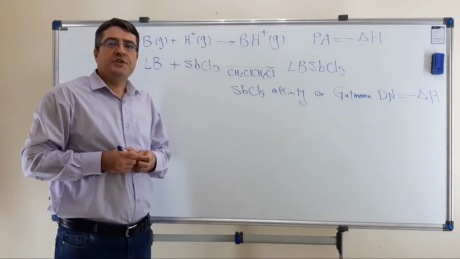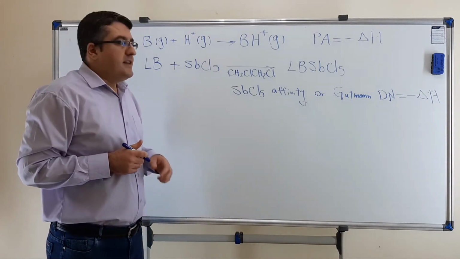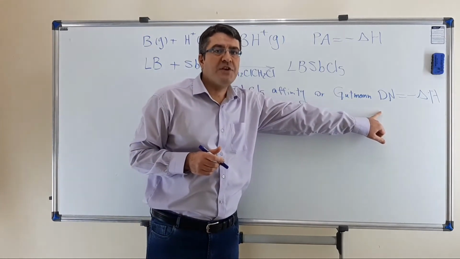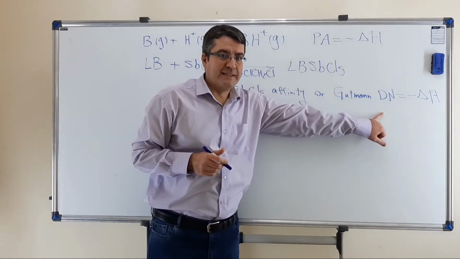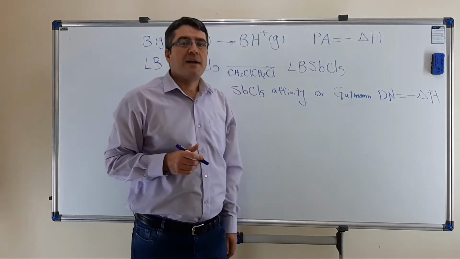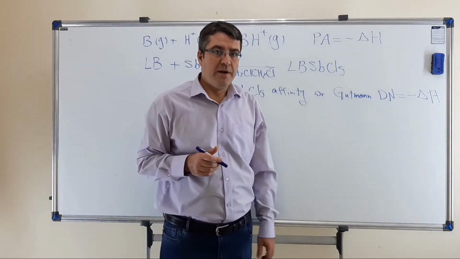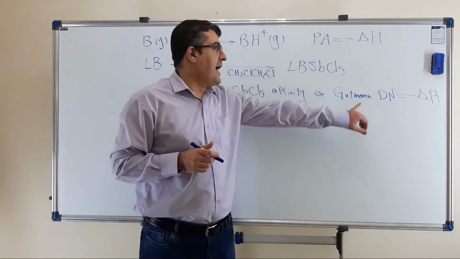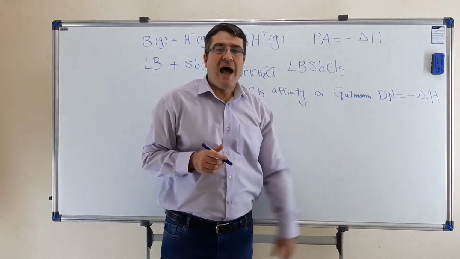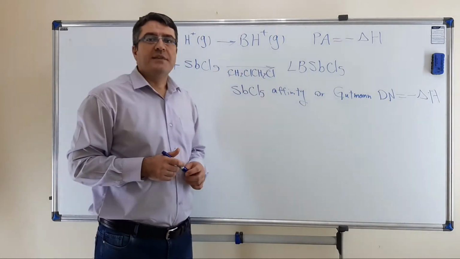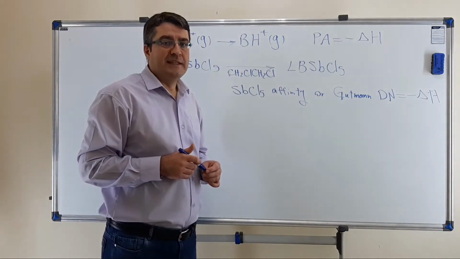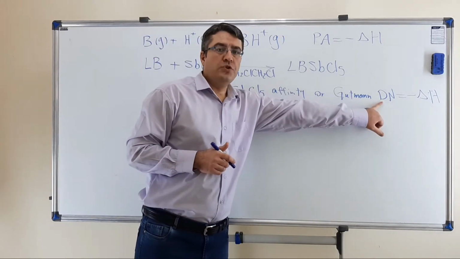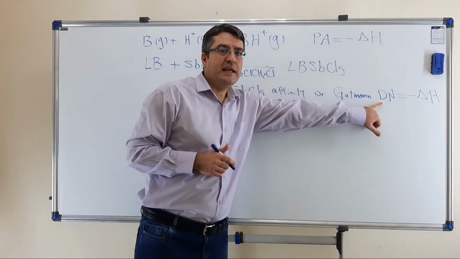It is good to mention that IUPAC defines donor number as a quantitative measure of Lewis basicity. Also, IUPAC considers the term acceptor number, often abbreviated as AN, and IUPAC in its Gold Book defines acceptor number as a quantitative measure of Lewis acidity. So for Lewis basicity, donor number; for Lewis acidity, acceptor number.